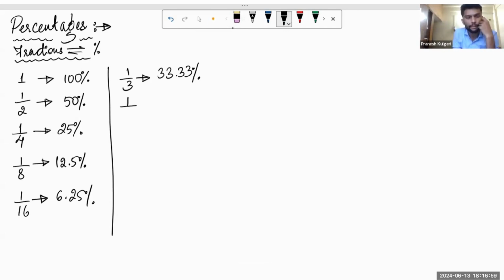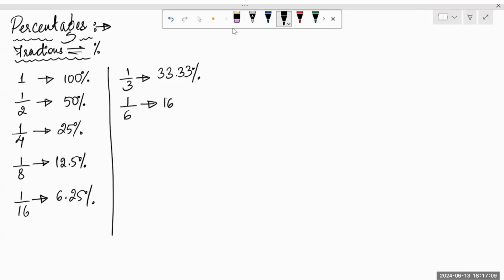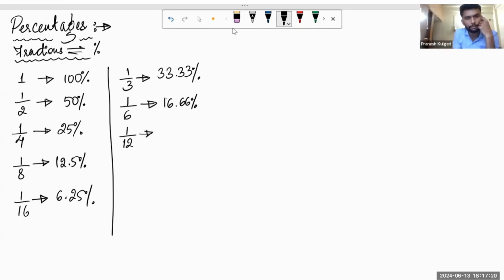Half of 1 by 3 should be 1 by 6. Great. So half of 33.33 should be 16.66. Very nice, 16.66%. Half of 1 by 6 is 1 by 12. Half of 16.66 is 8.33. Nice. Now this is enough.